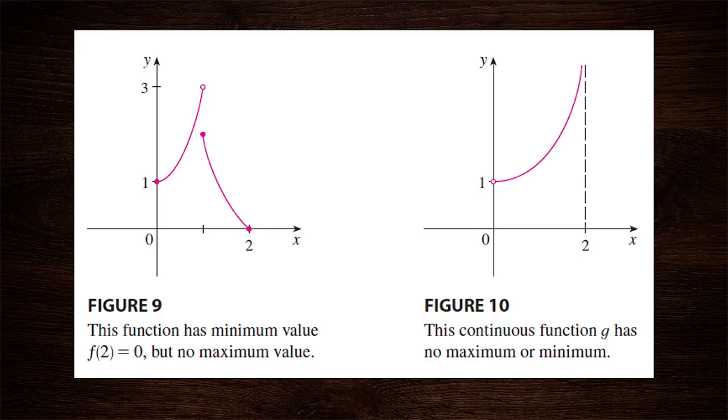Continuing with another figure, we have figure 10. Since it is hollow at the given point at x equals 0, at f of 0 it is unknown, no? And also in the right part, as it goes near to x equals 2, it becomes larger and larger and it is continuous. So what we could conclude is that we have no maximum and no minimum. It's just that.